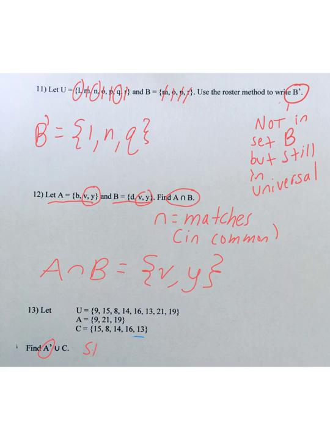So step one is I got to figure out A complement to begin. A complement is what's not in A, but still in the universal set. So if I compare set A with the universal set, I don't want 9, because remember, I want what's not in set A. I don't want 21, and I don't want 19. So what elements are left in the universal set would be 15, 8, 14, 16, and 13.